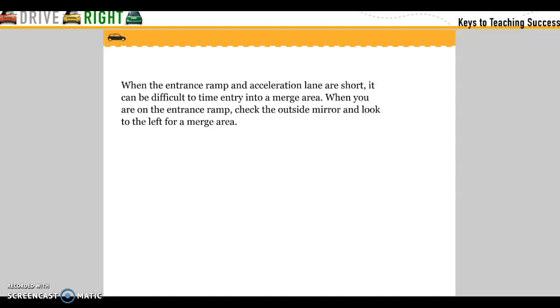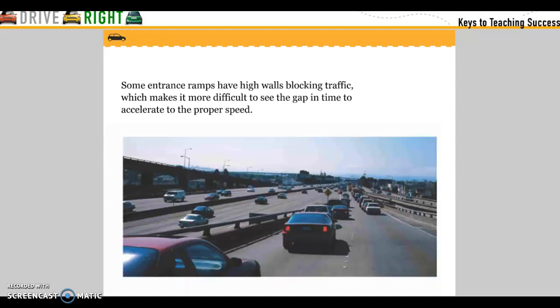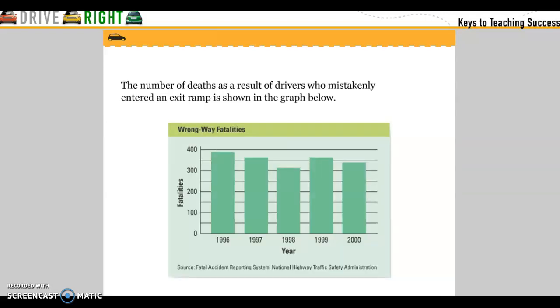When you are on the entrance ramp, check the outside mirror and look to the left for a merge area. Some entrance ramps have high walls blocking traffic, which make it difficult to see the gaps in time to accelerate to a proper speed. The number of deaths as a result of drivers who mistakenly enter an exit ramp is shown in the graph below.